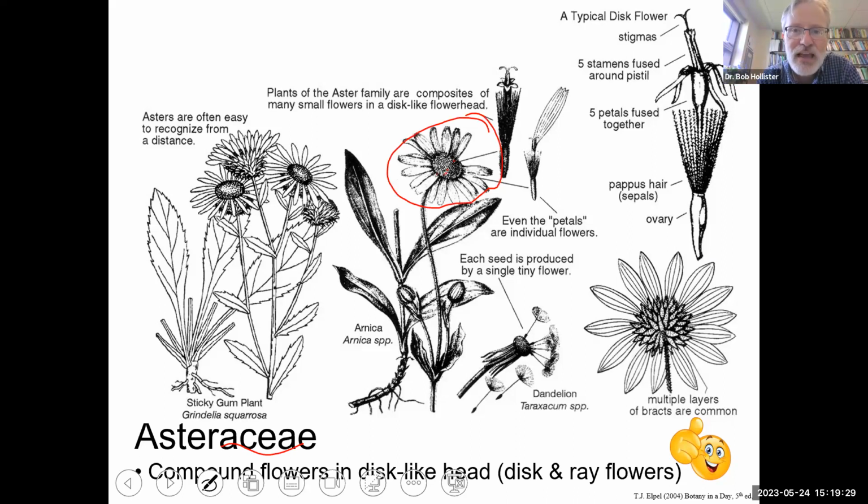Each one of these little dots here is a flower. You can see the pistil and the stamen and the petals. Those are remnants of sepals. And in this case, we've got one big petal, so this would be a ray flower and a disc flower. It's a composite of lots of different flowers, hence the old name Compositae. Each one of the little seeds of your dandelion head was one flower.